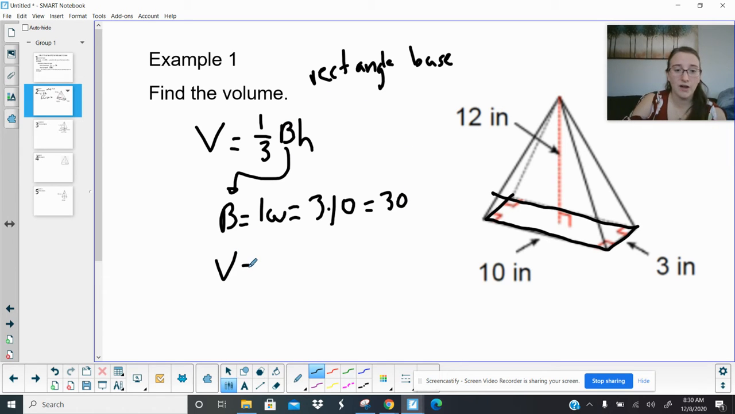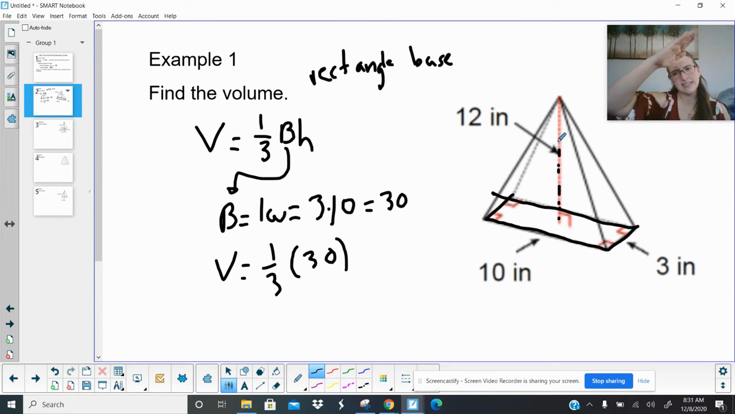So we have the volume equals 1/3. Our B is 30. What is the height of this pyramid? How tall does it stand? 12. They put the height in right here because we know heights go straight up. This isn't a height, right? This would be something else. We actually call it the slant height. Heights are straight up and down, yeah? So 12.